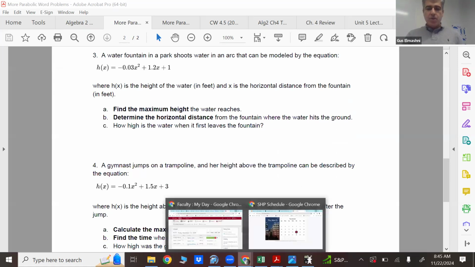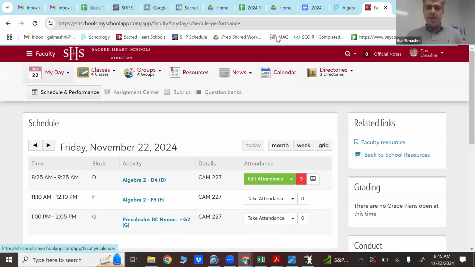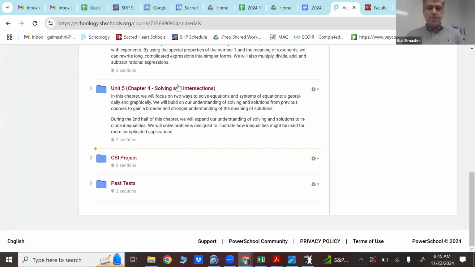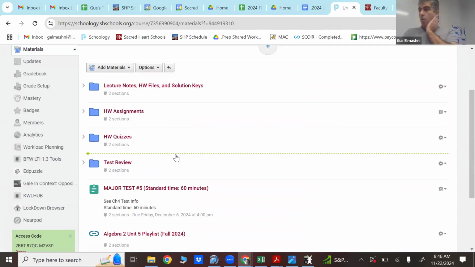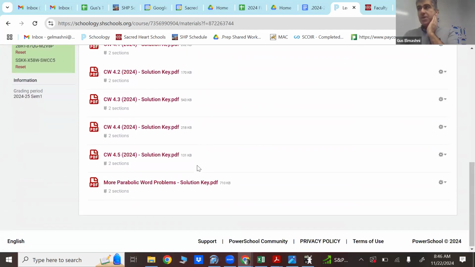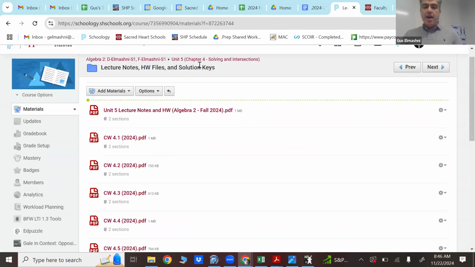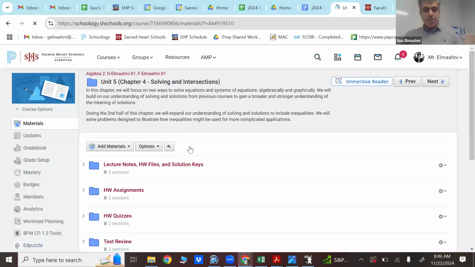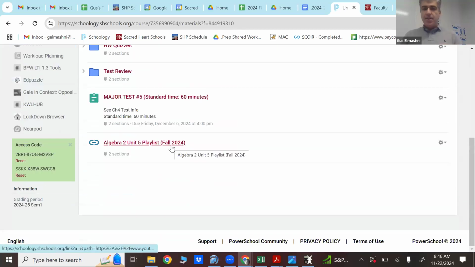Now just a quick housekeeping item really fast. I organized the folder a little bit better this time, so this is more organized. If you click on lecture notes, homework files, and solution keys, all the keys for all the homeworks are there. So if you're behind on homework, you need to check your work over break. There you go, you got it all. It's all there, even for the previous units as well. If you want to rewatch videos, I put the playlist here. Just watch it, all the videos are there.